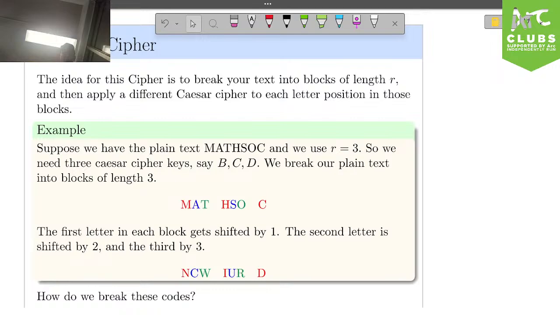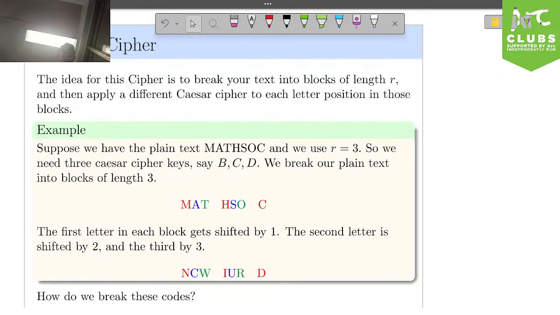So I'm going to say my first element of that block, I'm going to shift it down by 1 in the alphabet. The second element, I'm going to shift it down by 2. The third element, I'm going to shift it down by 3. So MATHCOSCI goes down to NCWIURD, because I'm shifting my M by 1, my H by 1, and C by 1. I'm shifting my A by 2, my T by 3, and so on. This is what's called a Vigenère cipher.